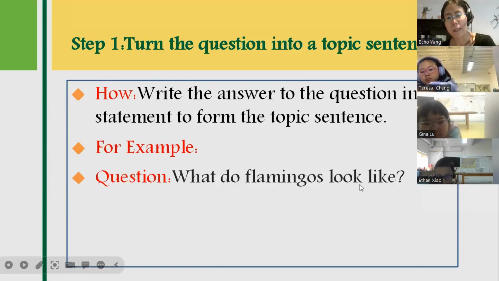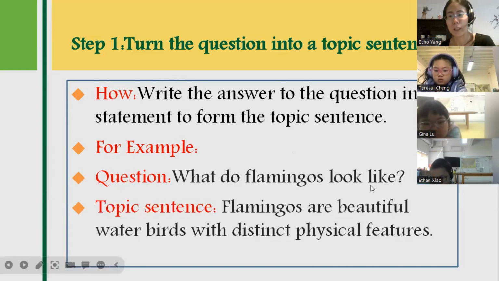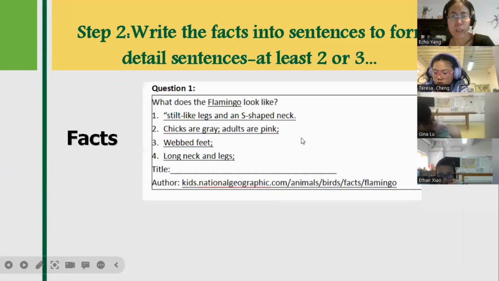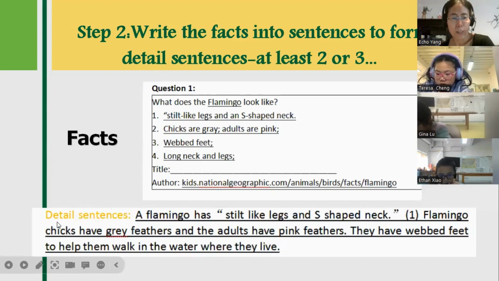So the topic sentence, okay, the question for note card 1 is, what do flamingos look like? So she turned the question into a statement: flamingos are beautiful water birds with distinct physical features. So this is a statement to answer the question, what do flamingos look like? And then she wrote the facts into sentences to form detailed sentences. So these are the facts. And then she wrote the detailed sentences.